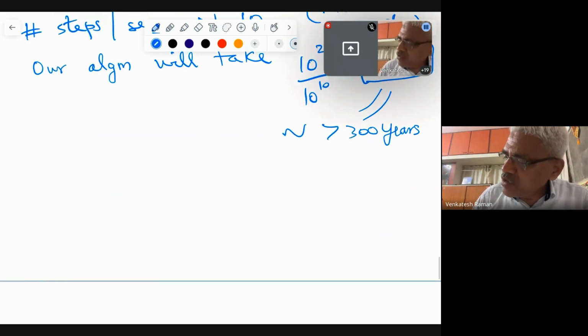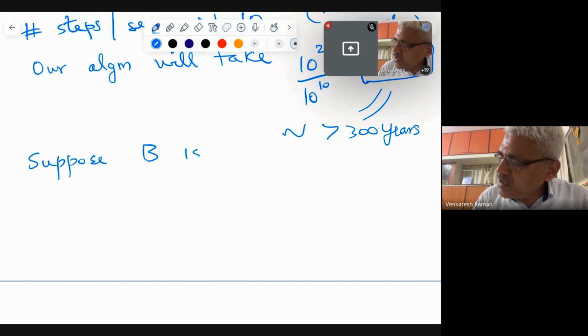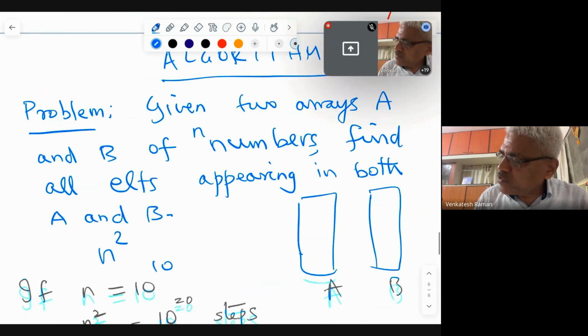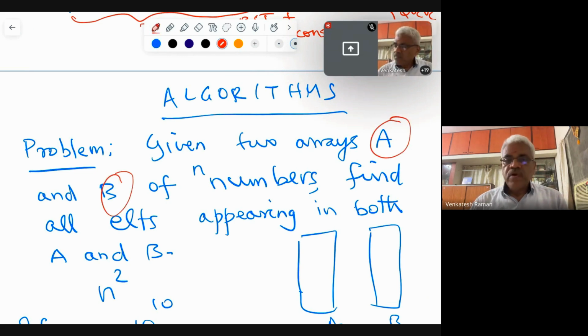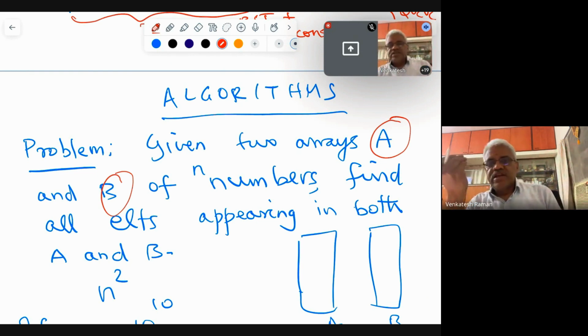Well, I don't know. But suppose I tell you B is sorted. Remember, we have these two arrays, A and B. And I say, suppose one of them is actually arranged in increasing order. Now, can you do better?